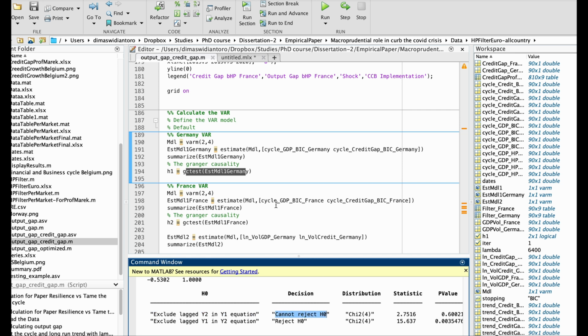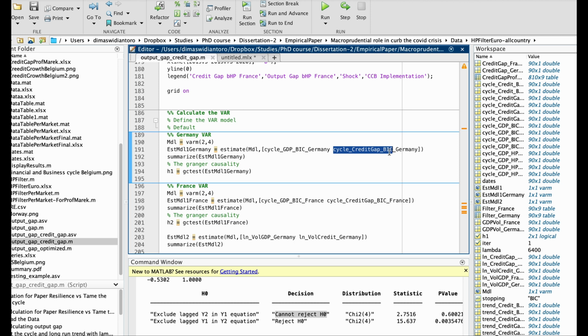Meaning that, what does it mean? It means, in the simple way, that the credit gap, basically the amount of credit, is affecting the amount of GDP. So if we use the credit gap as the parameter to predict how the GDP will look like, we could.